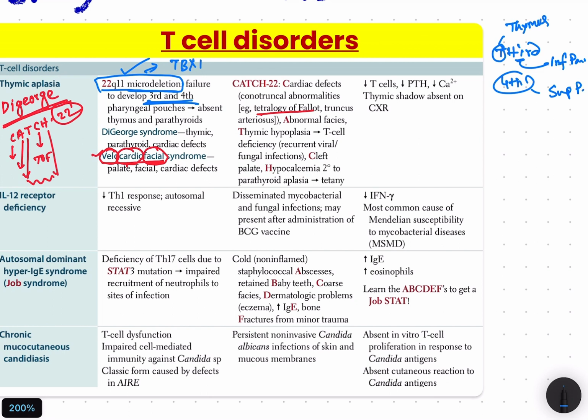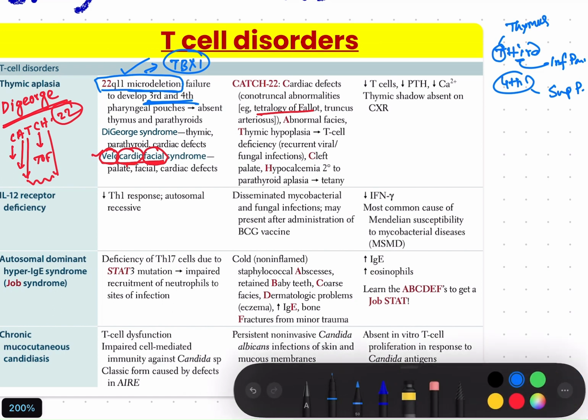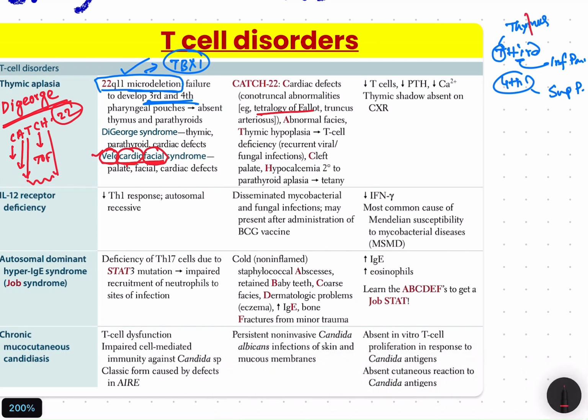So ultimately, if there is defective TBX1 because of the microdeletion of 22q11, I can say that neither the thymus is developing nor any part of the parathyroid is developing. So the patient has thymic aplasia that we are discussing, and the patient has parathyroid aplasia also. If parathyroid aplasia is there, there will be no PTH hormone.